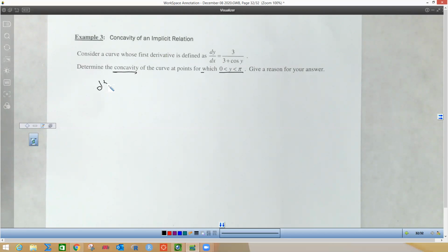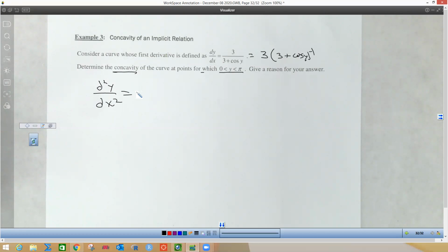So I'm going to do the second derivative of this problem, which I would probably rewrite as 3 over 3 plus cosine y to the -1 power. Now I could do quotient rule, and quotient will work, but I think it's easier when you've got a constant to do a chain rule here instead. So I'm doing chain rule.